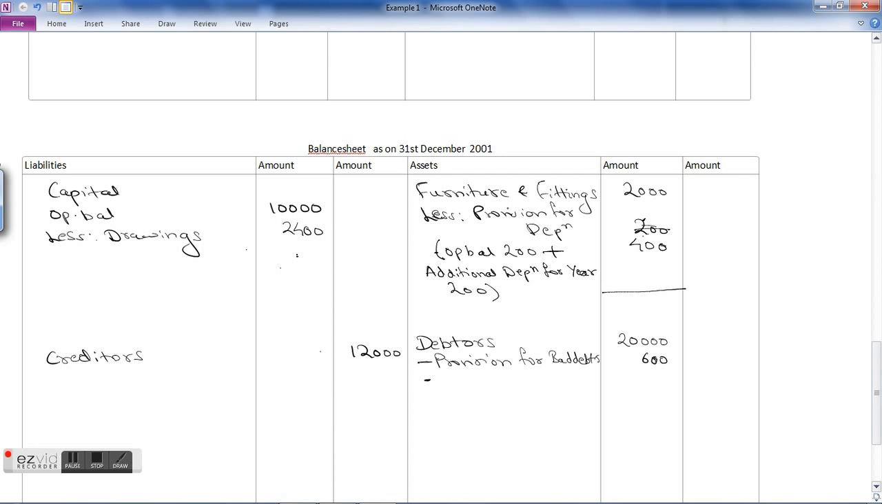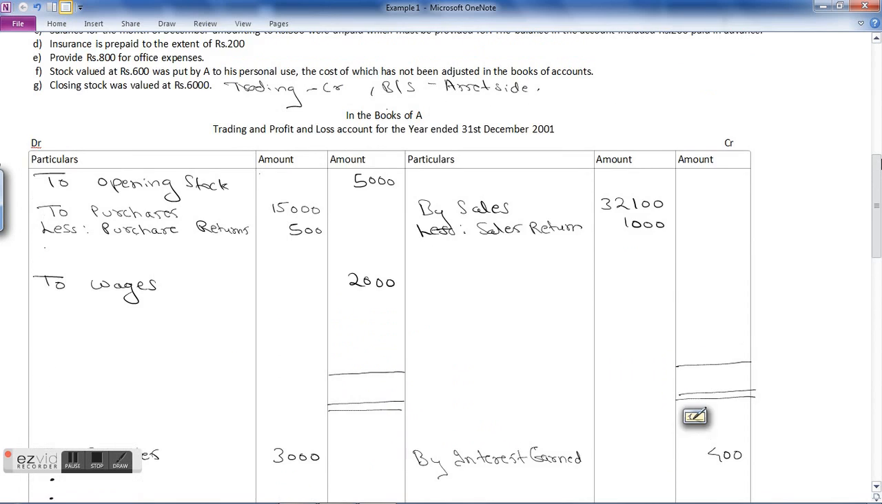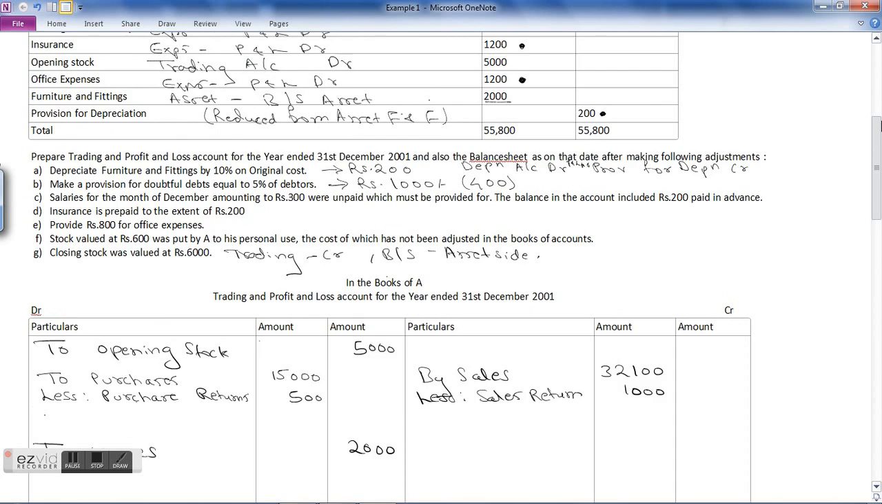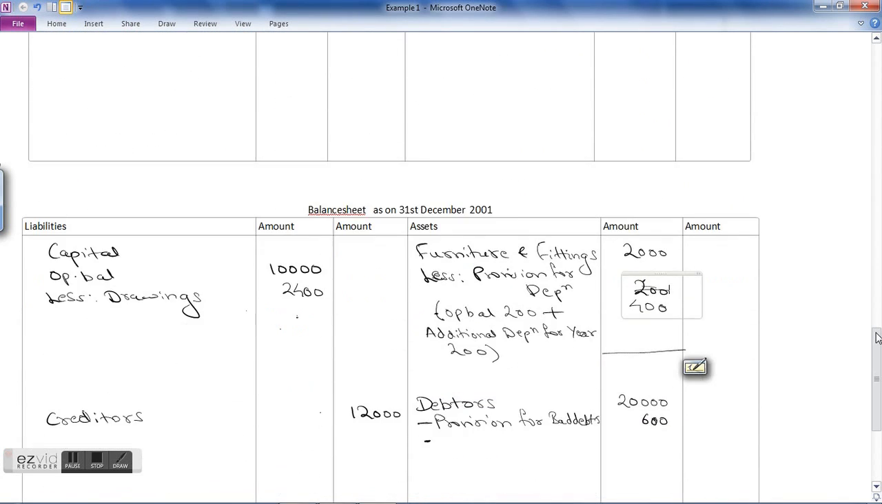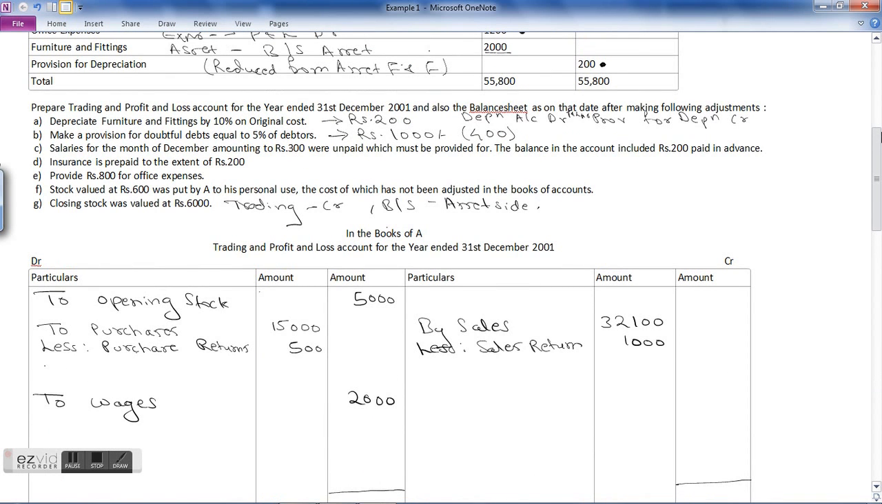Now the next, make a provision for doubtful debts equal to 5% of debtors. Now there is already some provision for doubtful debts. How much is that provision for doubtful debts? It is 600. Then we have to make some additional provision for doubtful debts of rupees 1000 now.